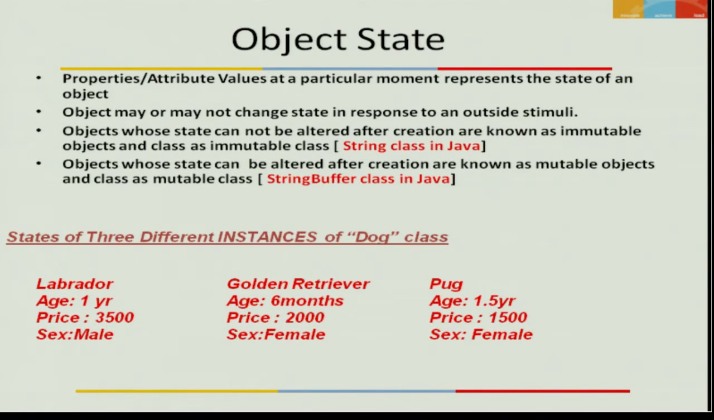And objects whose state can be altered after creation are known as mutable objects, and classes are also called mutable classes. For example, the StringBuffer class in Java. So the StringBuffer class is a mutable class, and an object of the StringBuffer class is a mutable object.